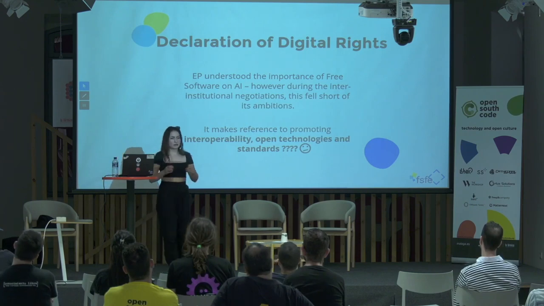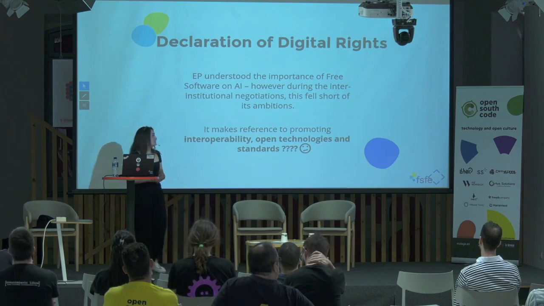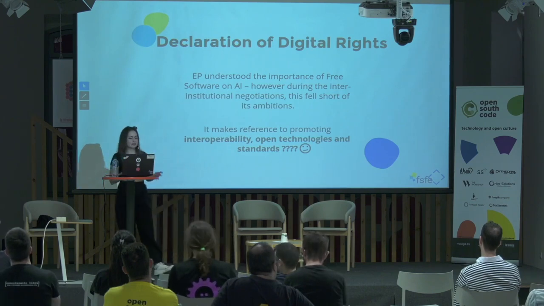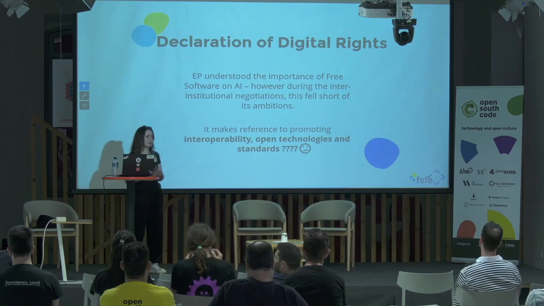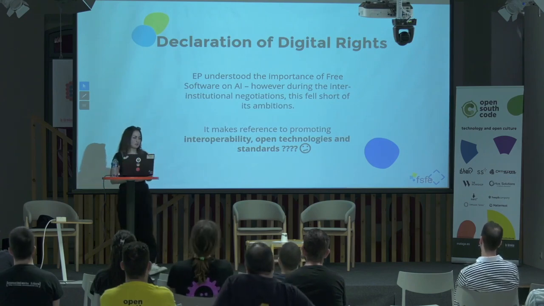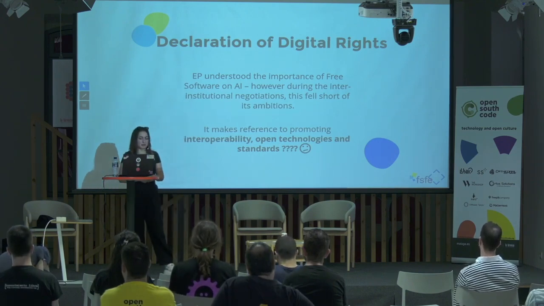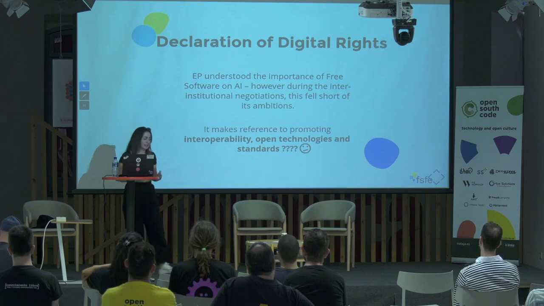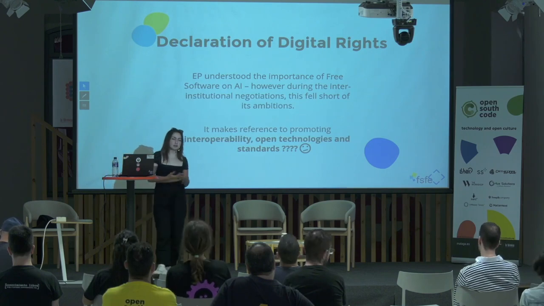So after Council and Commission, the three of them worked on the final text. The final text makes references to promoting interoperability, open technologies, and standards, which from our perspective is also a little bit ambiguous. The wording is not super clear, and the wording from the European Parliament text was way better. So yeah, this was not a good outcome. But again, I wanted to talk about this specific example because it shows that the European Parliament already understands the importance of free software.